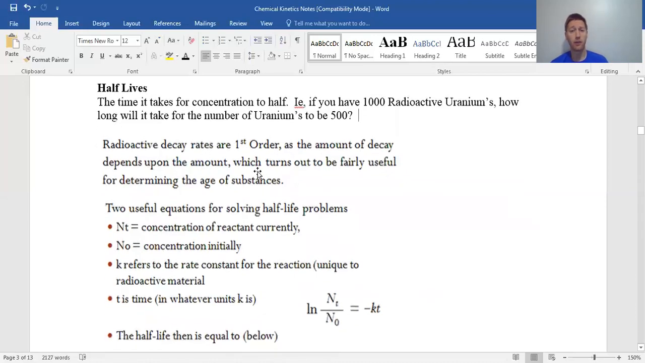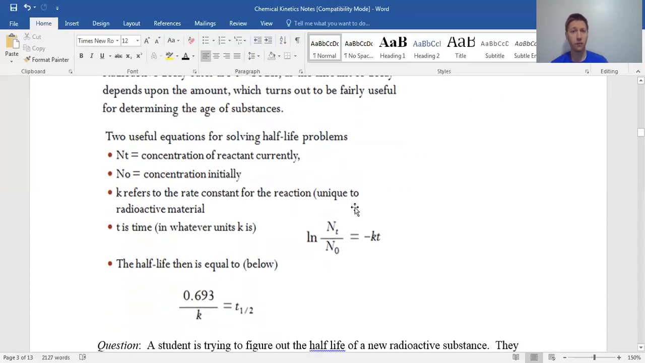We'll talk about rate orders later, but for now, it's safe to assume that in this chemical reaction, it's only based upon just the uranium. There's nothing else influencing it, so it's only dependent upon its concentration. So if you have twice as much uranium, you get twice the rate. If you have half as much uranium, you have half the rate. Therefore, we have this uniform decay that's easy for us to figure out the rate or how long it's been decaying for.